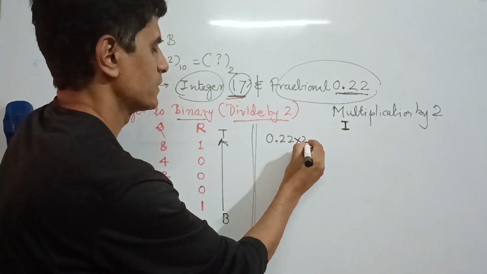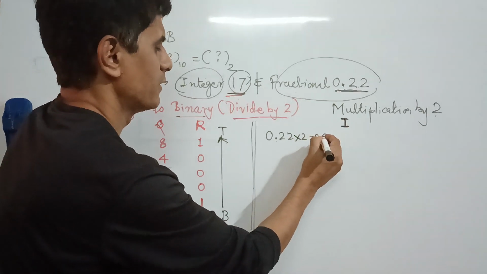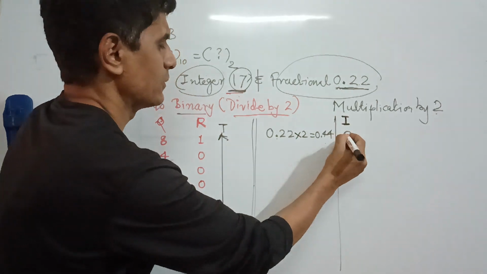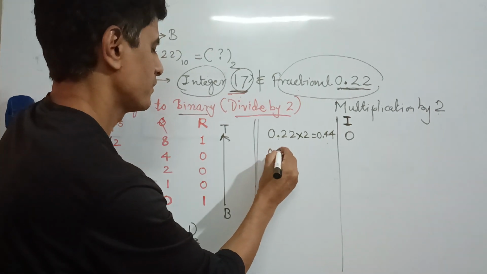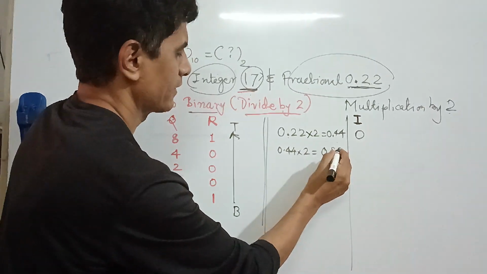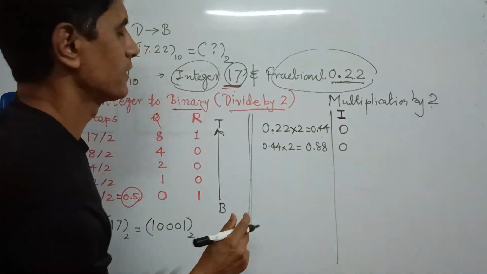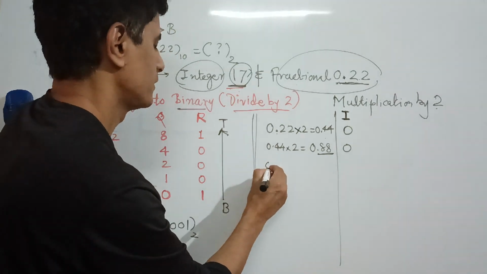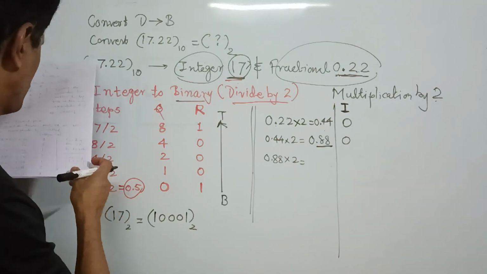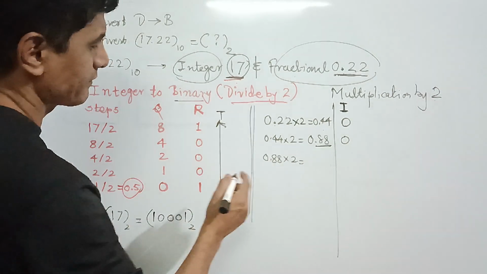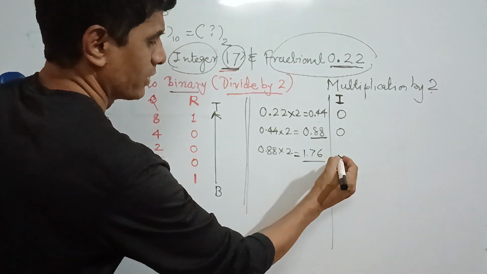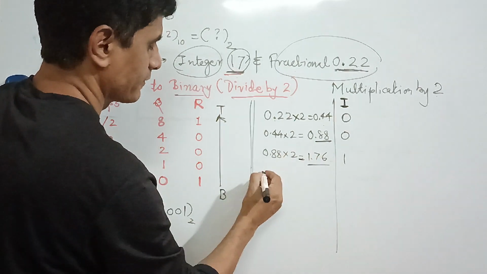0.22 into 2 is equal to, dear student, 0.44. The integer is 0. Then take 0.44 into 2. The answer is 0.88. The integer is 0. Then take only the fractional part, 0.88 into 2, which is 1.76. Now the integer is 1. Therefore, write 1. Then take only 0.76.